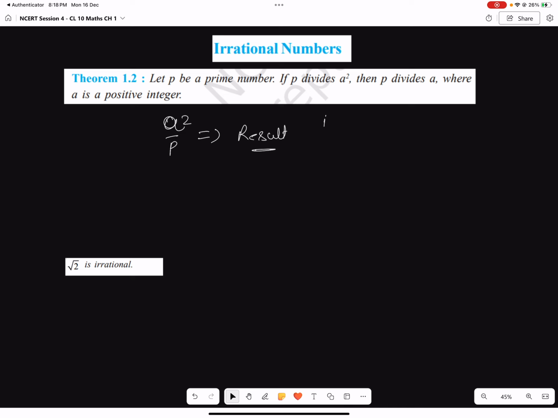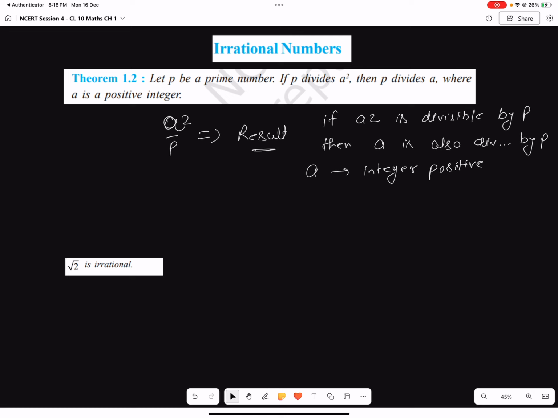So this part says if a square is divisible by p, then a is also divisible by p. But there is a given condition here. Condition says a is an integer, and that's a positive integer, and p being a prime number. सिर्फ ये आपको याद रखना है, ठीक है?